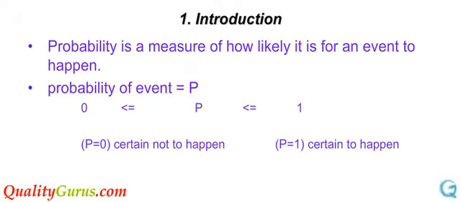If an event is certain to happen, then the probability of the event is 1. If an event is certain not to happen, then the probability of the event is 0. If it is uncertain whether or not an event will happen, then its probability is some fraction between 0 and 1.